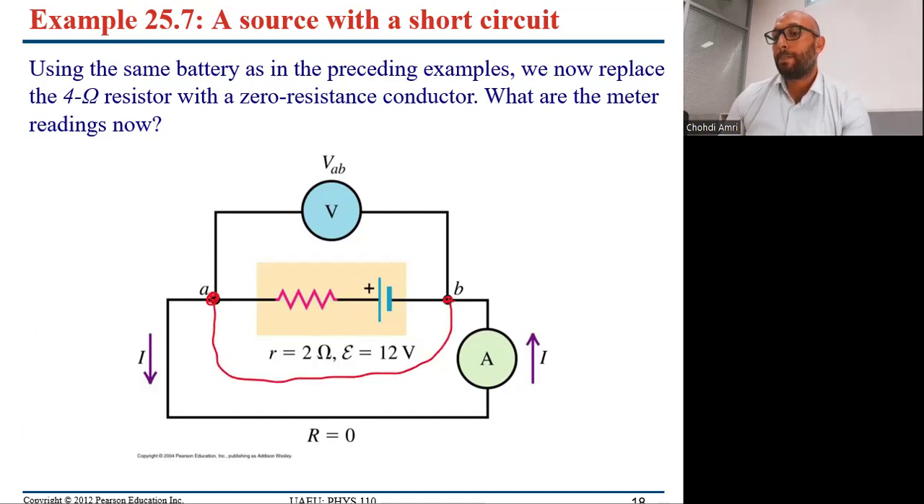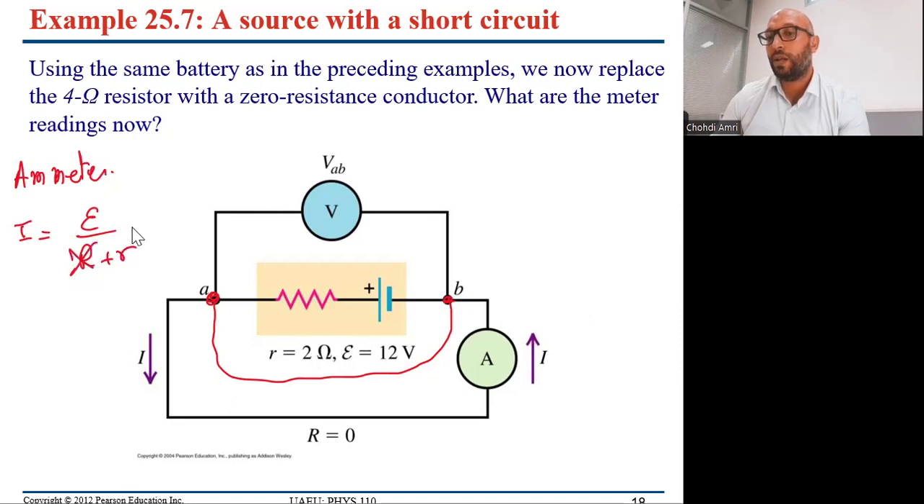Okay? So what are we going to get? What is the reading of the ammeter? The current in this case is equal to epsilon over R plus r, but we don't have this R, so it's epsilon over r, the internal resistance. So it will be 12 divided by 2. So in this case, we have 6 amperes in the circuit. What about the reading of the voltmeter?